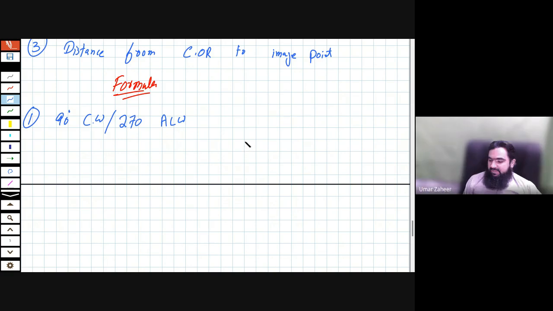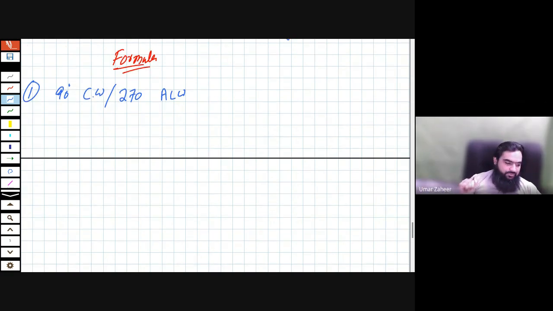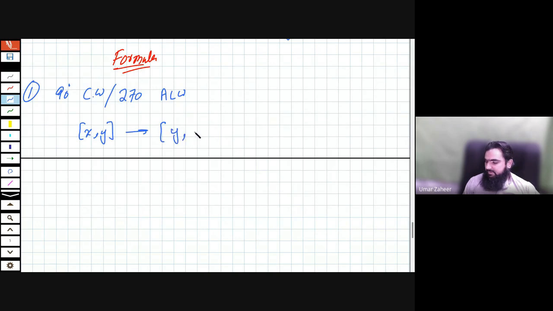Sorry. Okay, so we have to do the 90-degree clockwise rotation or 270-degree anti-clockwise rotation. For example, this is the distance that you have to find. What you have to do is interchange them and change the sign of the y coordinate. For example, you have to find the distance (4, 2). It will become (2, 4), and change the sign of the y coordinate. All right, this is how you have to apply the formula.